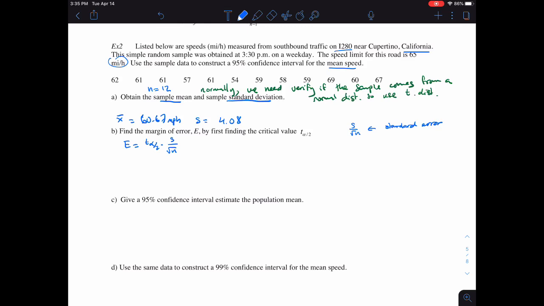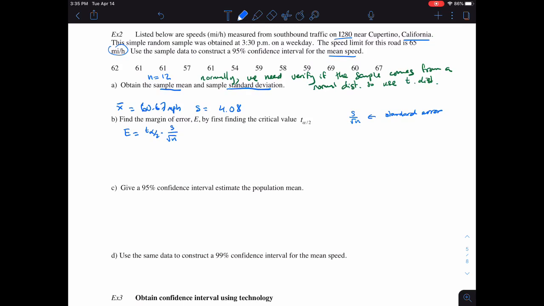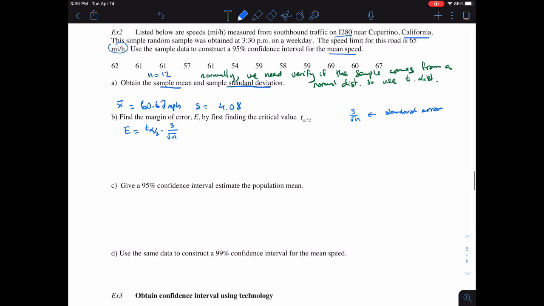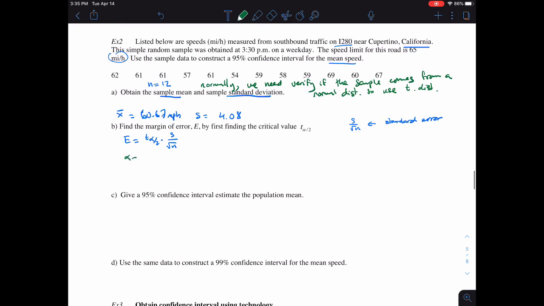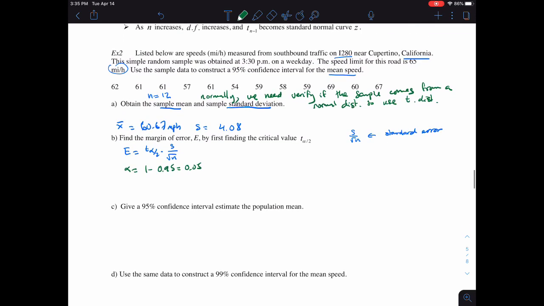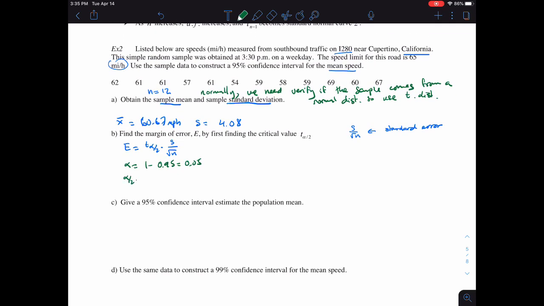So there's two things we have to find. Actually, just one thing. We just need to know what t alpha over 2 is. Alpha is given. That comes from the level of confidence. So alpha is always 1 minus the level of confidence, which is 0.95. So alpha is 0.05, or the significance level is 0.05. Therefore, alpha over 2 is 0.025.